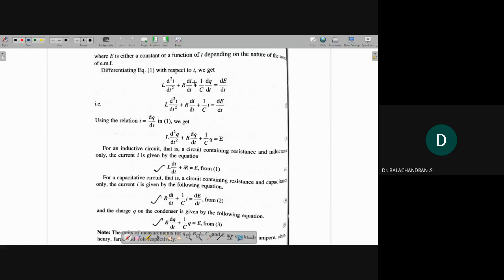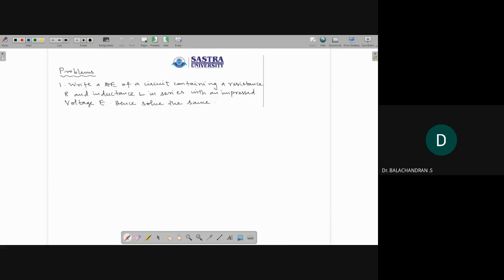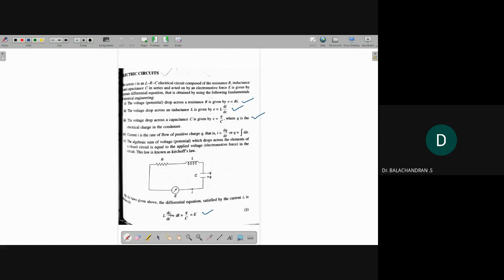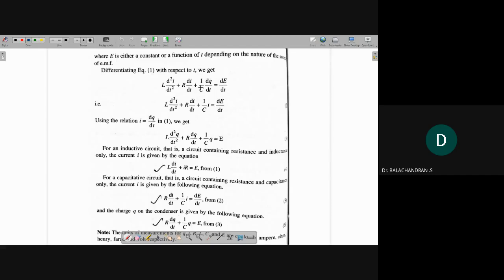Next, if you differentiate equation 1 with respect to t, you will get L into d square I by dt square plus R into di by dt plus 1 by C into dq by dt equal to dE by dt. Here I just replace dq by dt equal to I, so everything is in terms of I. Earlier I had q, but I need everything in terms of I. So this is equation number 2.